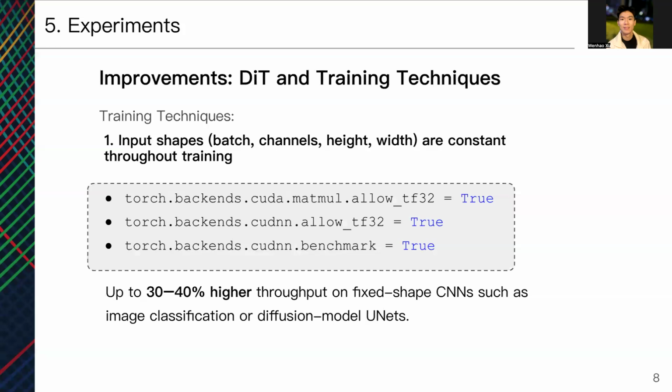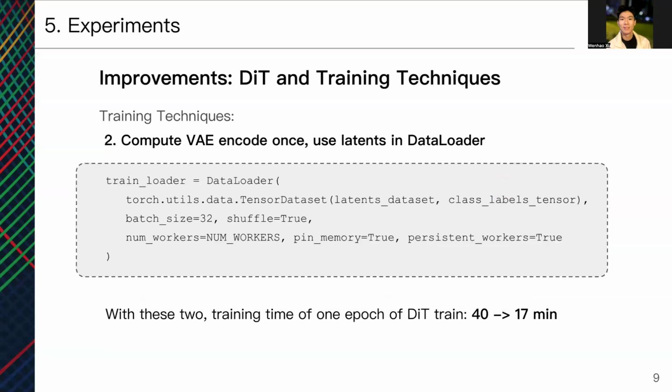Some exciting techniques that we use: first, the input shapes are constant throughout the training. This can give us up to 30 to 40 percent higher throughput on fixed shape CNNs, such as image classification or diffusion model UNets. The second is to compute the VAE encoder once and use the latents in the data loader later. With these two, the training time of one epoch of DiT training shrinks from 40 minutes to 17 minutes.